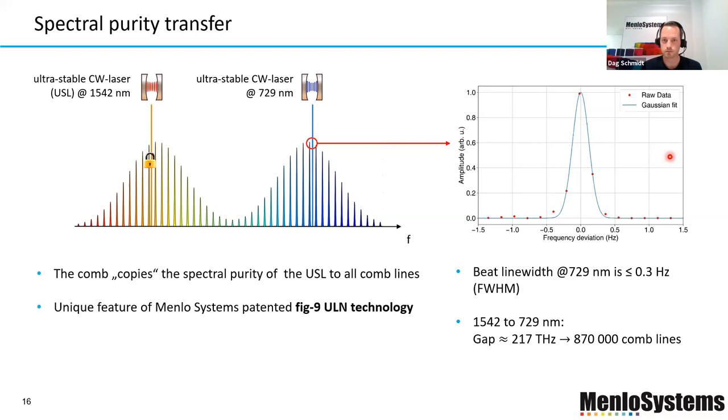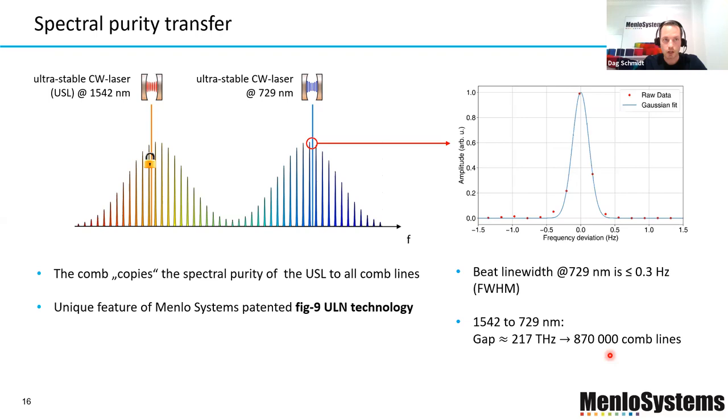And indeed, we know that this is limited by the ultra-stable laser itself and not by the frequency comb, because if we compare two ultra-stable lasers at the same frequency, we also get a beat signal which looks like this. So we know in this beat here, well, you cannot really see the line width of the comb, so it must be less than 0.3 hertz, which is, I would say, quite impressive. And to give you an idea, here in this picture, of course, is maybe 25 modes or so. In reality, the frequency gap between these two ultra-stable lasers is 217 terahertz, which corresponds to 870,000 comb lines. And all of these comb lines have subhertz line width, which they got from the ultra-stable cavity.